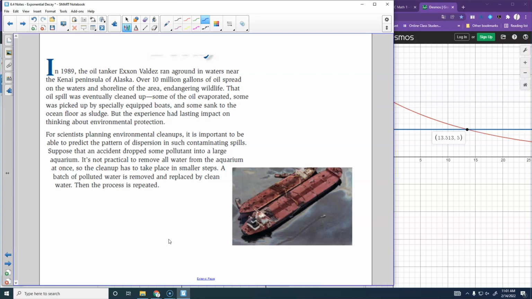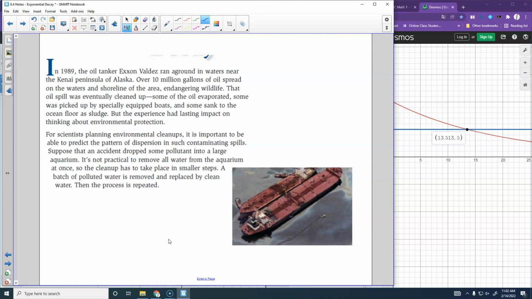For scientists planning environmental cleanups, it is important to be able to predict the pattern of dispersion in such contaminating spills. Suppose that an accident drops some pollutant into a large aquarium. It's not practical to remove all water from the aquarium at once, so the cleanup has to take place in smaller steps. A batch of polluted water is removed and replaced by clean water, then the process is repeated.